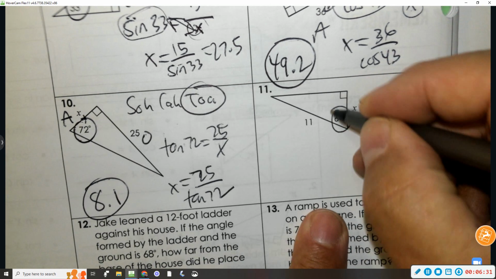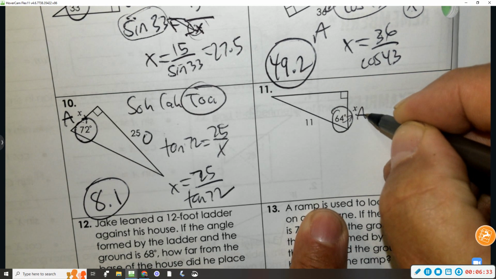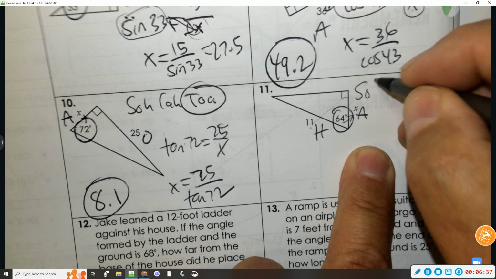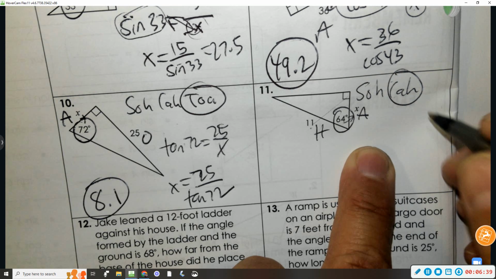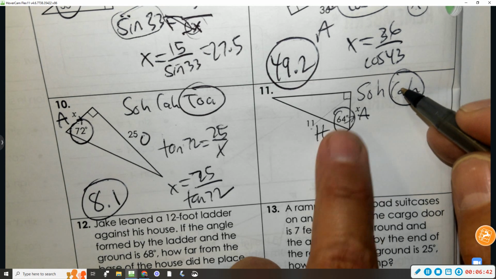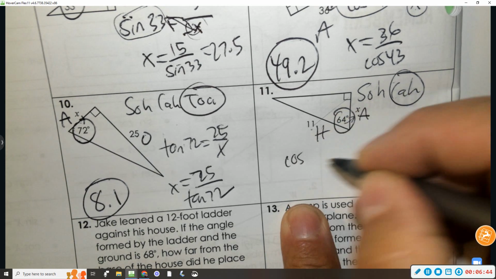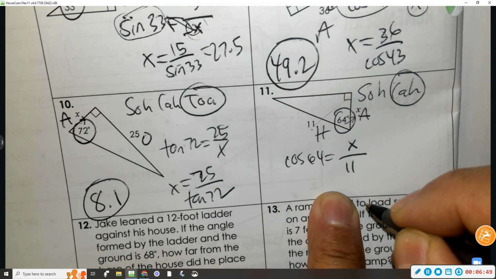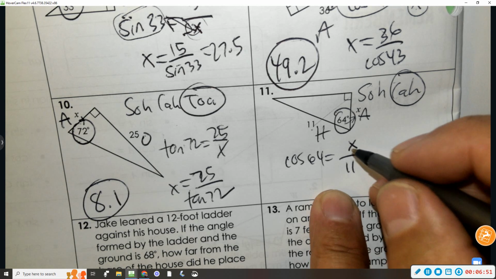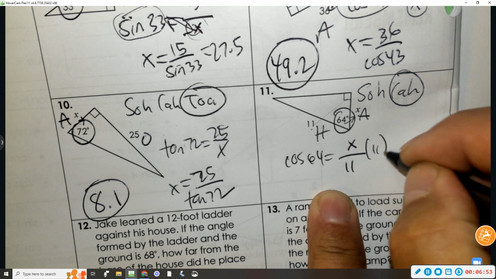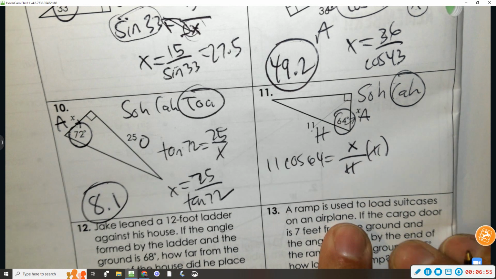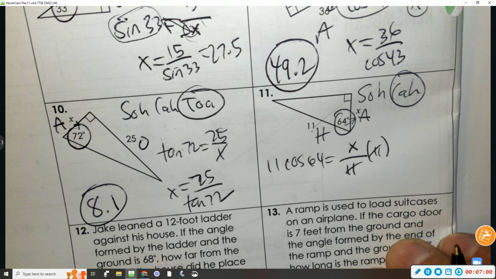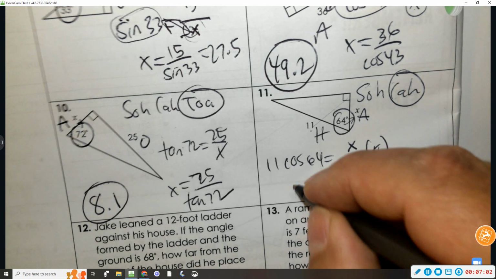The setup. Circle the angle. X is adjacent and 11 is the hypotenuse. So CAH, that's where I can stop. It's adjacent and a hypotenuse. So it's cosine. So we write down cosine of 64. The adjacent over the hypotenuse. Here, x is in the numerator. So we're going to multiply by 11. And then instead of divide, so it's 11 times cosine 64, and I get 4.8.